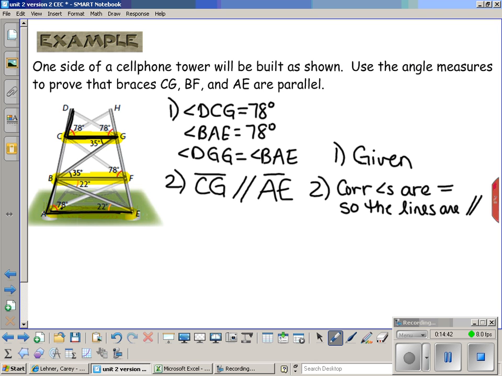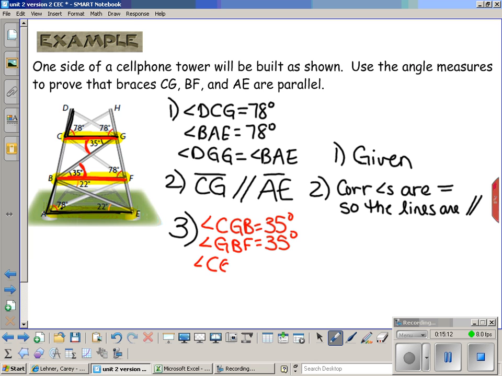Now, to show another set of these lines parallel. And again, there's more than one way to continue. But what we have here, we want to look at these two. We've got this angle is 35 and this angle is 35. So we can say that angle CGB equals 35 degrees and angle GBF equals 35 degrees. Therefore, angle CGB equals angle GBF. And this is given in the question. All right, there's nothing we had to do there.